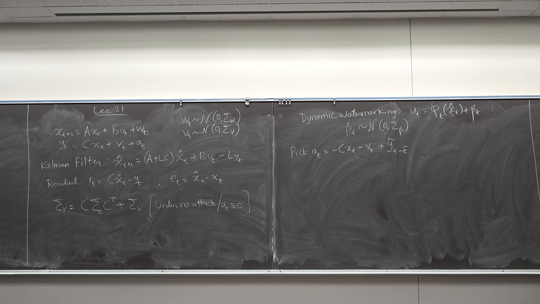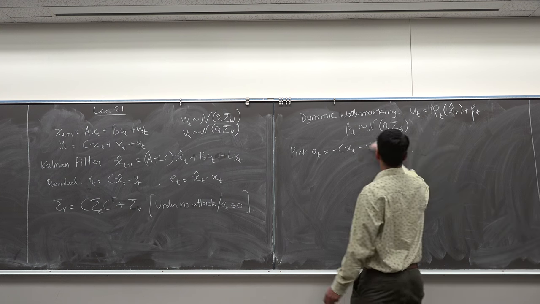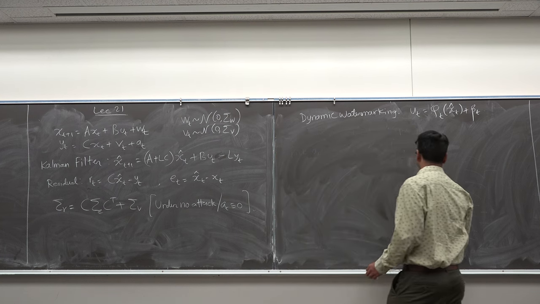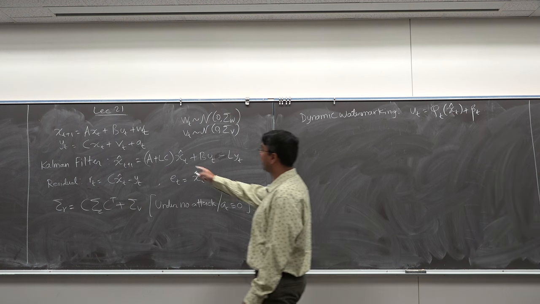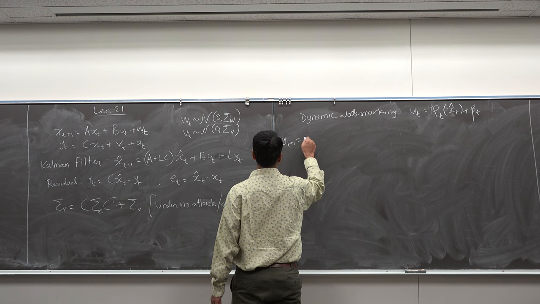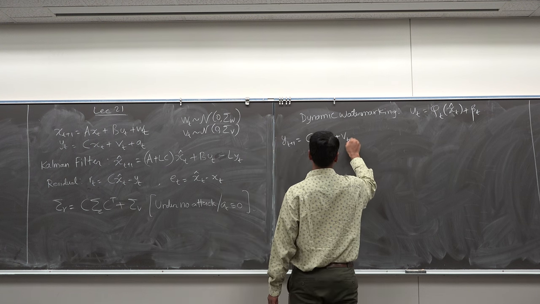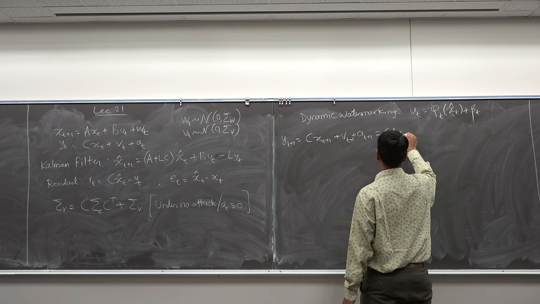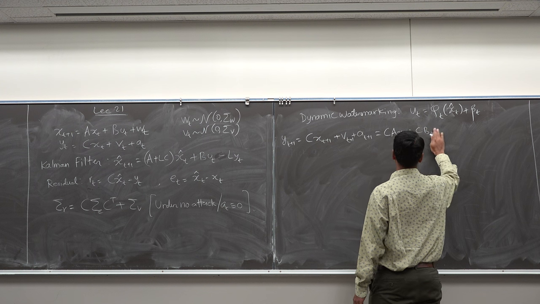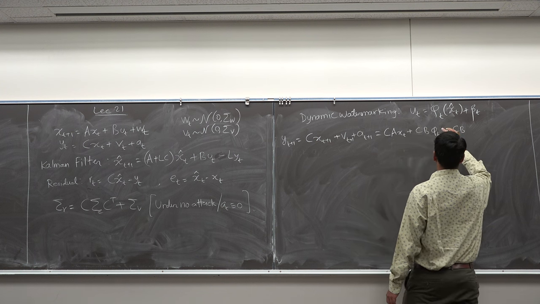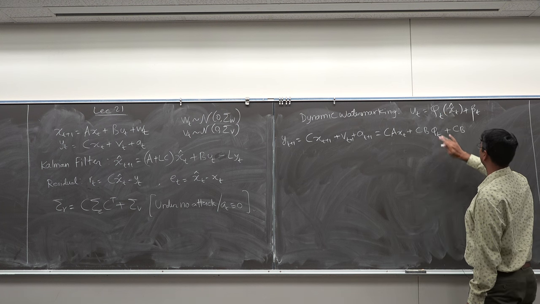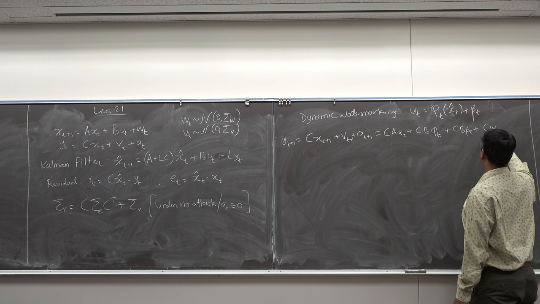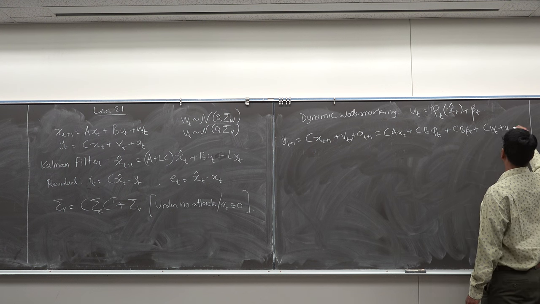So let's try to figure out how we detect this attack. I'm going to erase these two things. Okay, so this is my X_{t+1}. Let's look at Y_{t+1}. This is C X_{t+1} plus V_{t+1} plus A_{t+1}, which is equal to C A X_t plus C B V_t. Plus C B, I'm going to write phi_t, but what I really mean is phi_t of x hat_t. So I'm not going to carry x hat_t all over the place. C B beta_t plus C W_t plus V_{t+1} plus A_{t+1}.